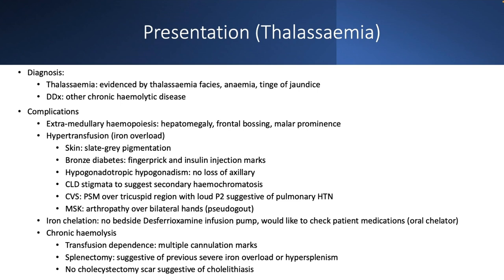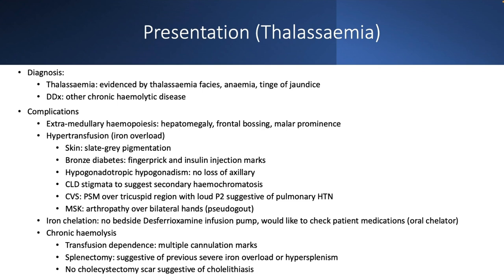From the skin itself, I can see that the patient has severe pigmentation, and the patient may also have diabetes because of the finger prick marks, as well as the possibility of insulin injection marks. However, there's no loss of axillary hair to suggest hypogonadotrophic hypogonadism, and there's no stigmata of chronic liver disease to suggest secondary hemochromatosis. In terms of cardiovascular, I can appreciate that he has pulmonary hypertension with evidence of tricuspid regurgitation with a loud P2.